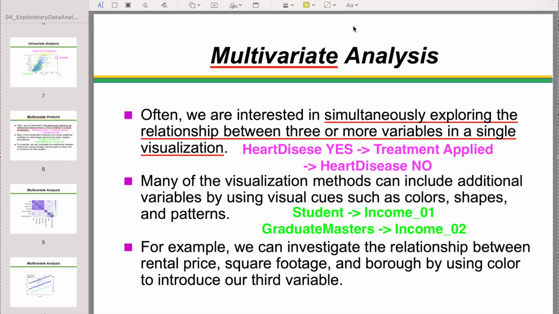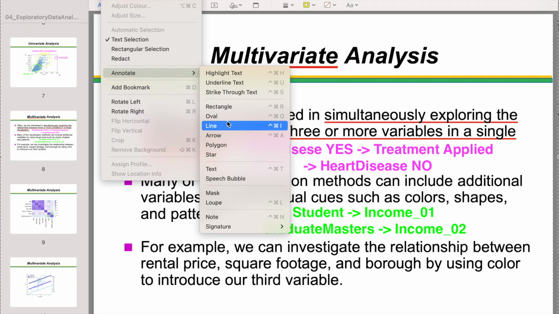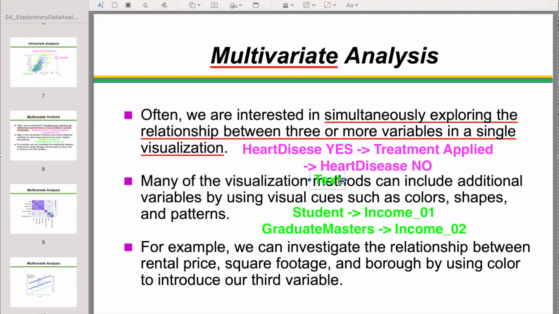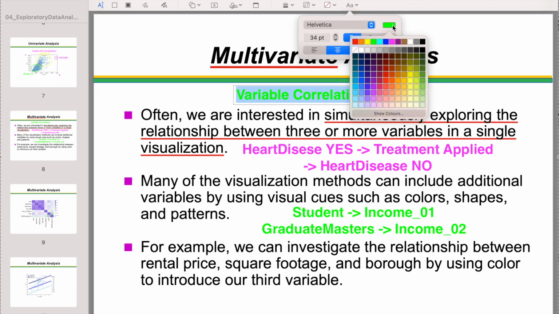So it is safe to say here that the variables can be correlated, and that is why we want to look at more than one variable.